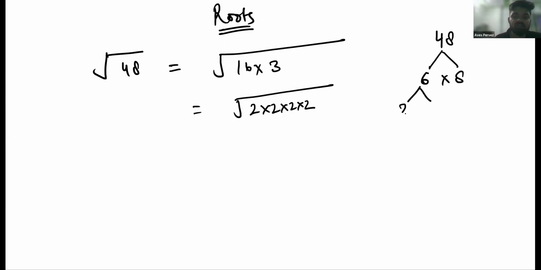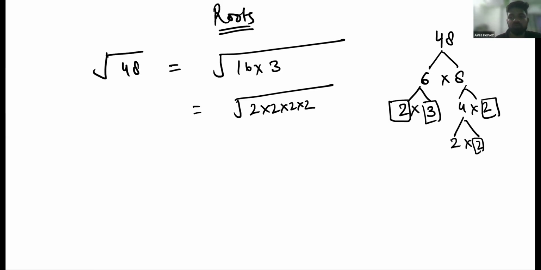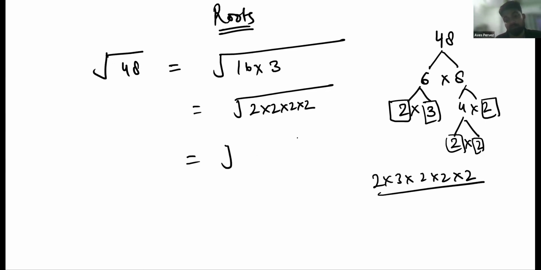You know that 6 is 2 into 3. 2 is prime and 3 is also prime, so keep it in bracket. Now 8 is 4 into 2. 2 is prime, but 4 is not prime, so again split the 4 into 2 into 2. So now this is 2 into 3 into 2 into 2 into 2. This is the split. Okay, you understood? Yes, sir.